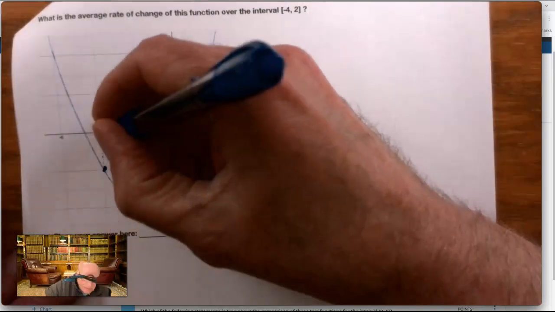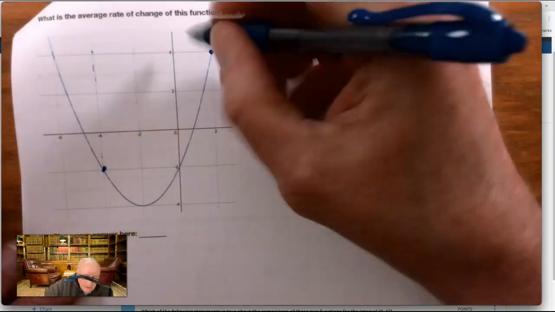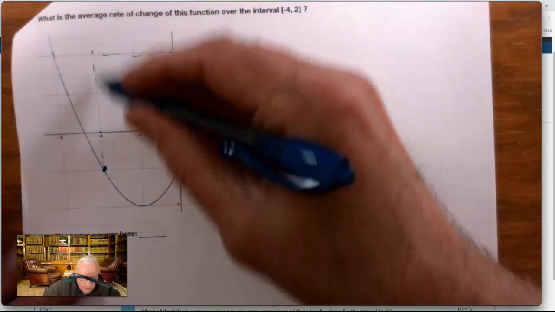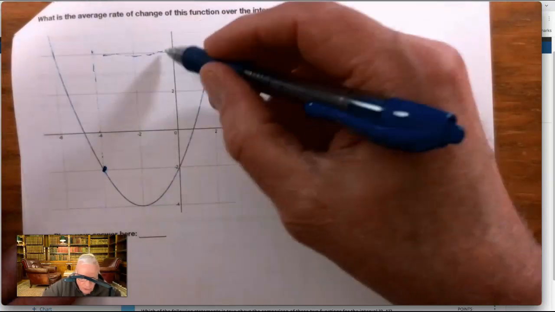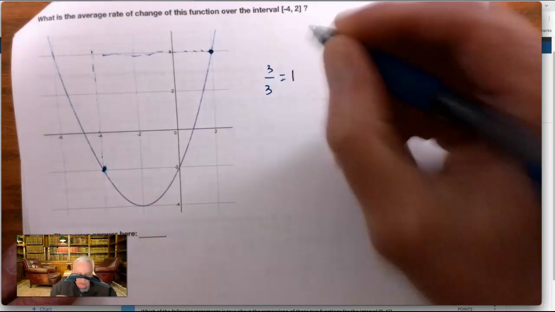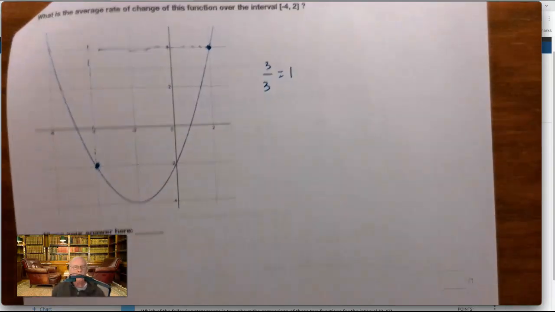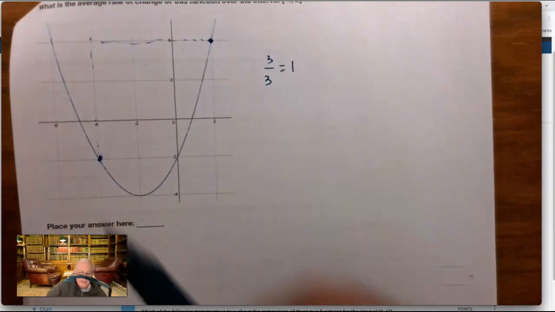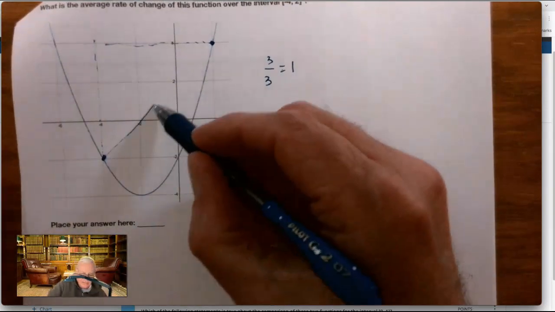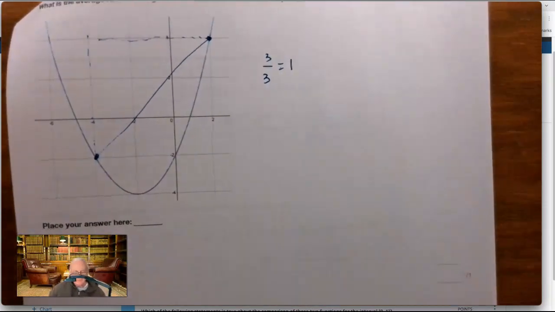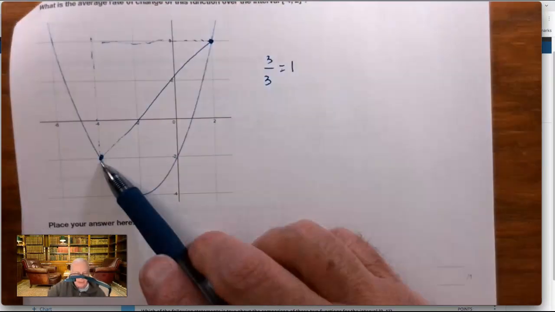So I'm going to go up and then over. So I'm going up 1, 2, 3. I'm going over 1, 2, 3. It's 3 over 3. It's 1. That slope is 1. The rate of change is 1 for this interval. Look at the line. That is a slope of 1. Doesn't matter what happens in between here. Just look at the beginning and the end.